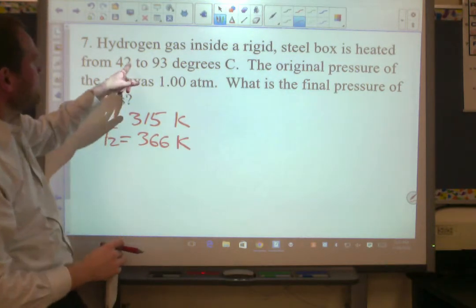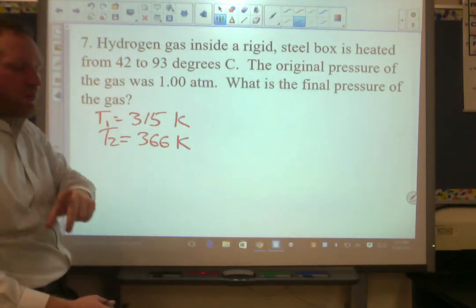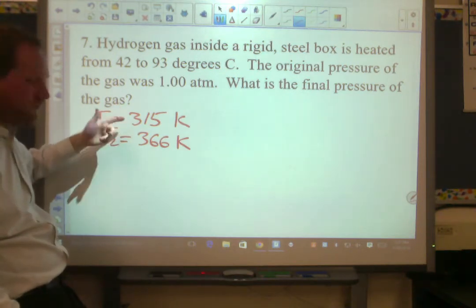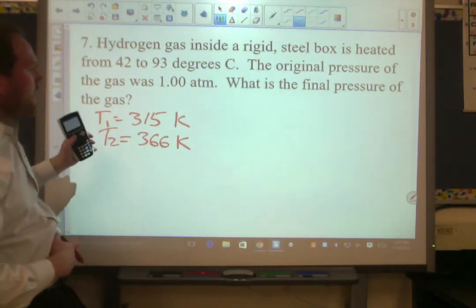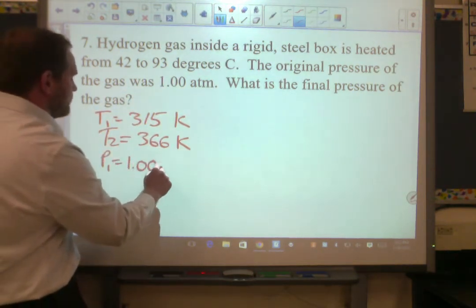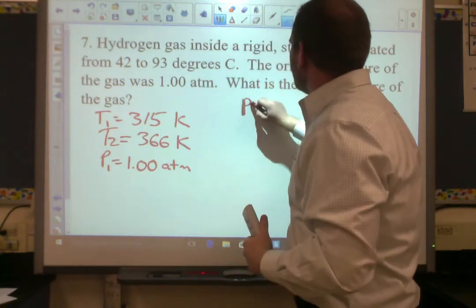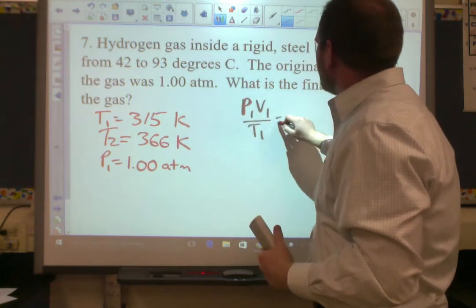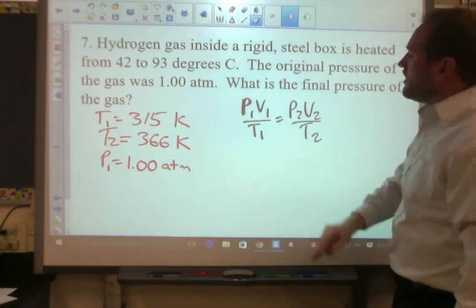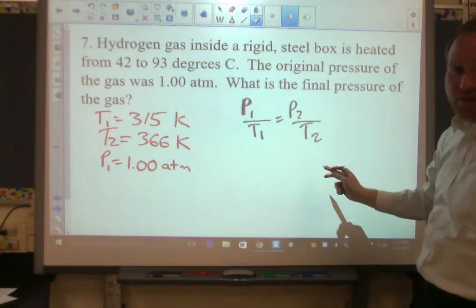Okay, this is important. It looks like if you came into this class, you might say that temperature more than doubled. It didn't. Remember, in terms of the true absolute temperature scale, it didn't double. It went up by 10 or 15%. Okay, the original pressure was 1.00 atm. That's P1. We're looking for P2. So P1 V1 over T1 equals P2 V2 over T2. Notice there's no mention of a volume change at all, so I'm just going to erase V1 and V2, just like I'm not going to include N1 and N2 here either.